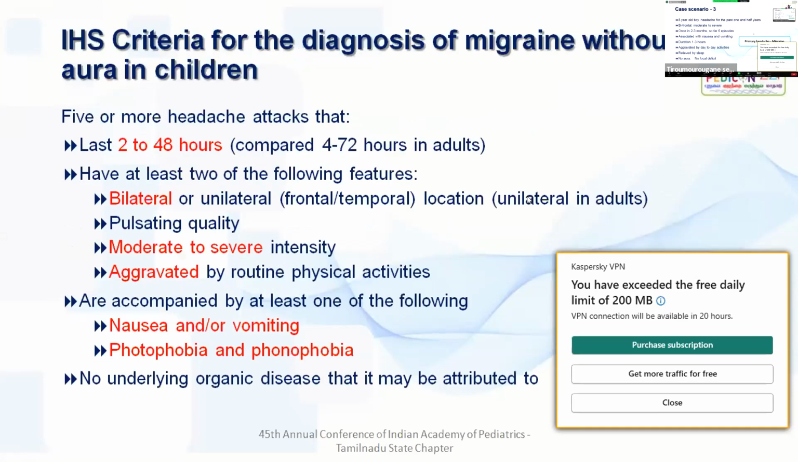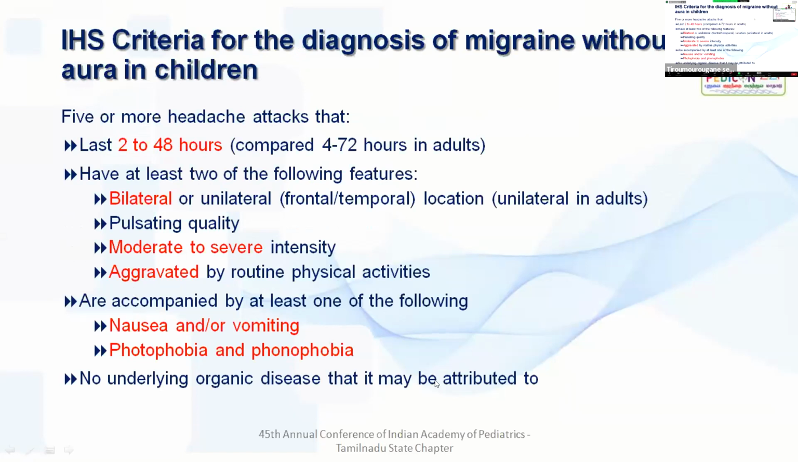So what are the criteria to diagnose migraine? Five or more headaches lasting for 2 to 48 hours, bilateral, pulsatile in quality or throbbing in nature, moderate to severe in intensity, aggravated by routine physical activities like walking or climbing stairs, associated with nausea and vomiting, photophobia and phonophobia. There is no underlying organic disease that can be attributed to; this is most important.